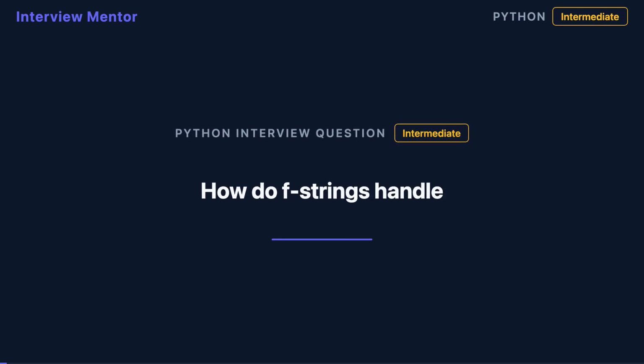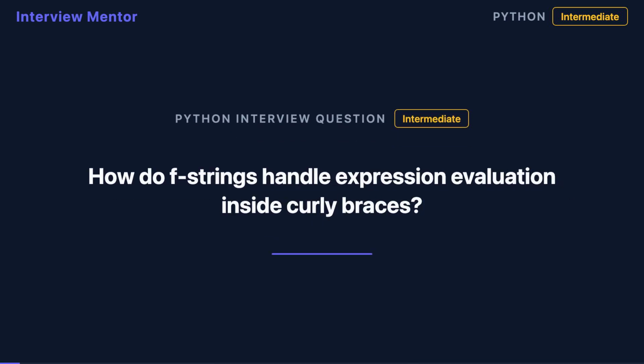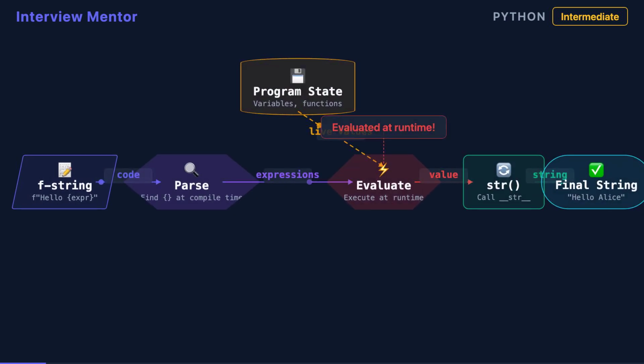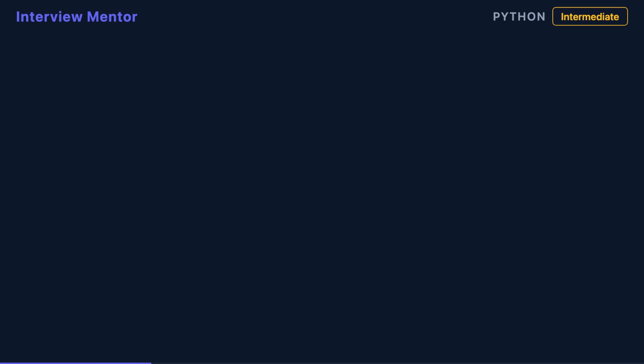Quick question, do you actually know what Python does inside those string curly braces? When Python encounters an f-string, it parses the structure at compile time, identifying each expression inside curly braces. But evaluation happens at runtime, meaning the values reflect your program's live state at that exact moment. This is fundamentally different from old-style string templates, and it's what makes f-strings so dynamic and powerful.